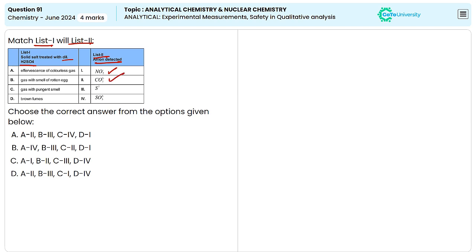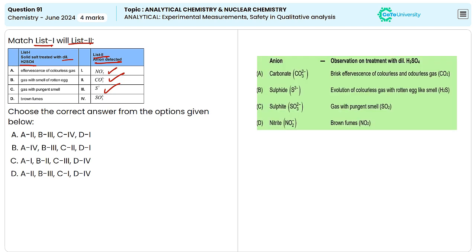And the third one is sulfide ions. The sulfide ions, when treated with dilute sulfuric acid, will produce a colorless gas with a rotten egg smell. So this is known as hydrogen sulfide, or H2S. And the last one is sulfite ions. The sulfite ion can produce a gas with a pungent smell, and the gas is sulfur dioxide.